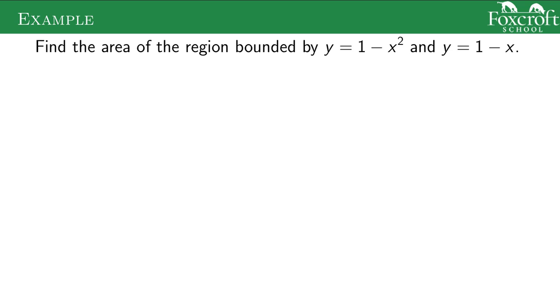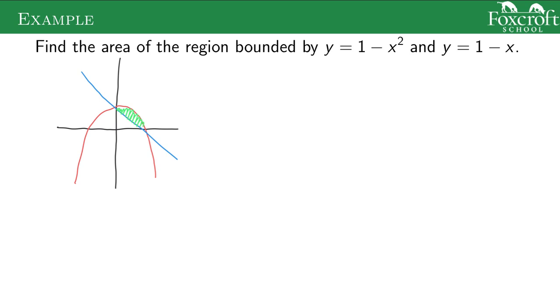Now find the area of the region bounded by y equals 1 minus x squared and y equals 1 minus x. We actually do these in class, and we'll have little pictures to help us. But if you graph 1 minus x squared, that's this downward parabola like this. And 1 minus x is this line that goes like this. So the region between those curves is this region here.